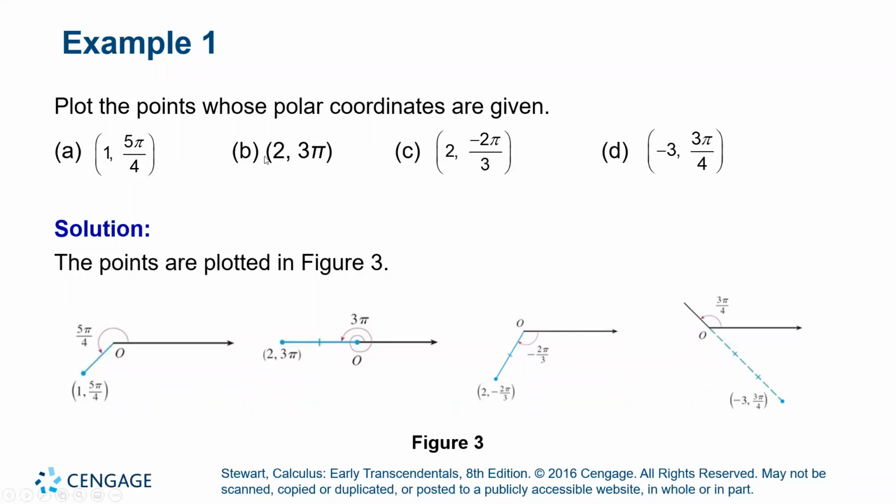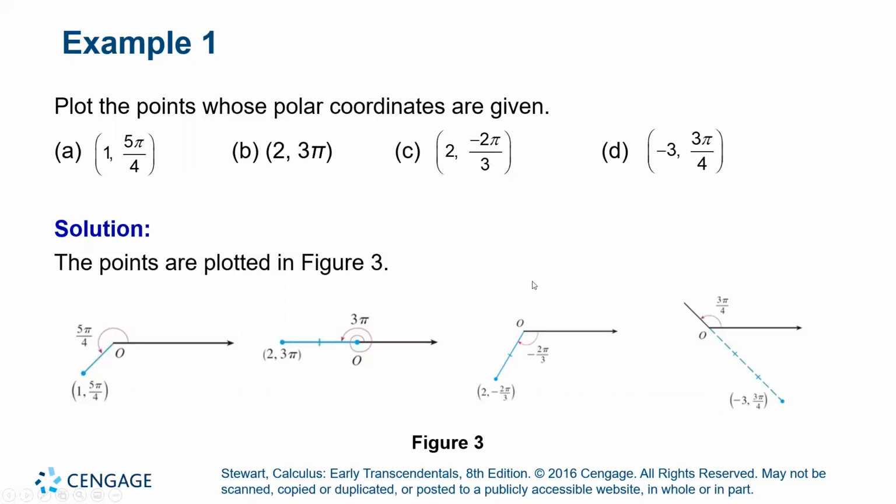In part B, our r is 2 and our theta is 3 pi. So again, we start with finding where 3 pi is. Well, we know 2 pi is all the way around a circle 1 time, and then 1 pi more would get us over 180 degrees on the other side of the x-axis. So then to find the final point, we simply move out 2 units, and then we have 2, 3 pi as our point.